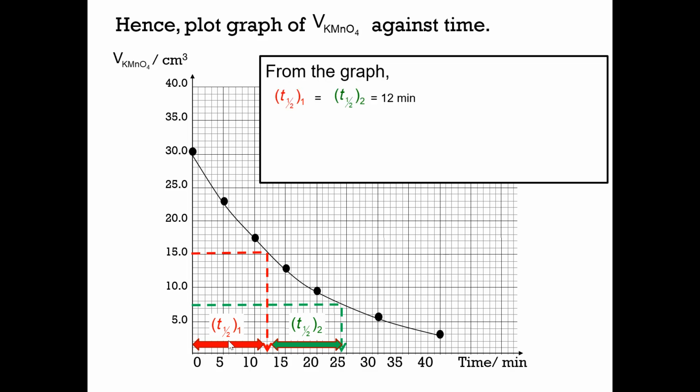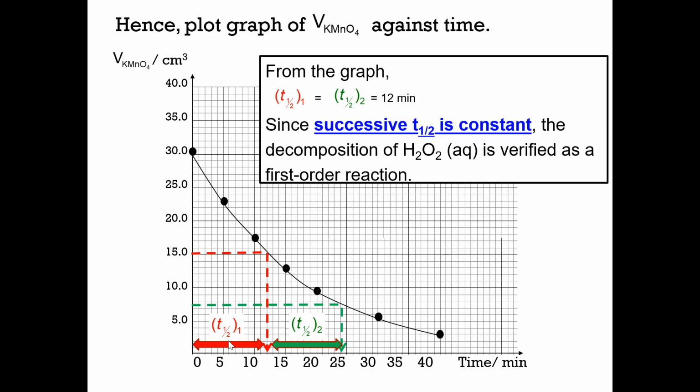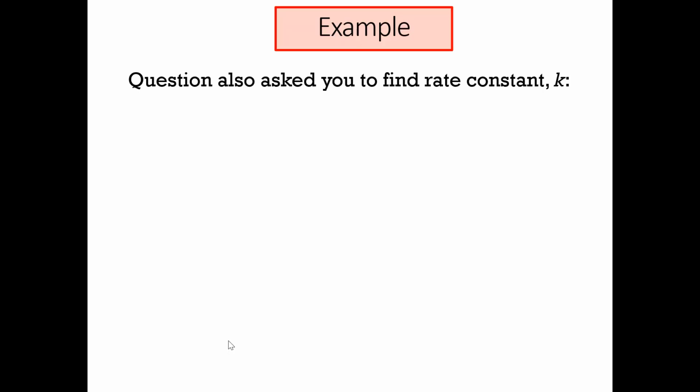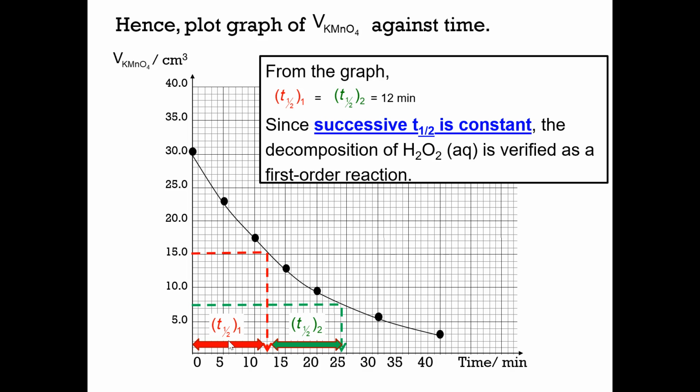So from the graph, we can tell that first half-life is equal to second half-life equals to 12 minutes. And so since the successive t-half is constant, we can say that it is a first order reaction. The question asks us to prove, and we prove it this way. Take a moment to take note of the various things that I need you to label. The labeling technique needs to be there. So you need to label that particular range and label it as the t-half. And the half-life is not that point, but rather that range of duration of 12 minutes.